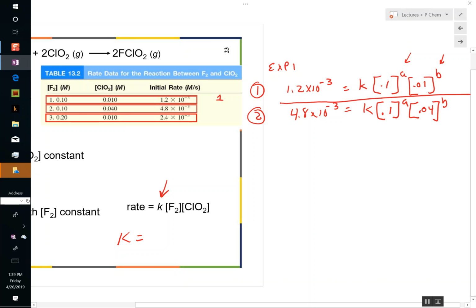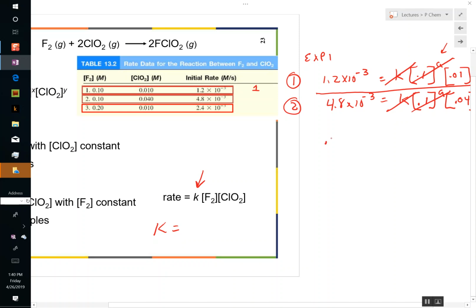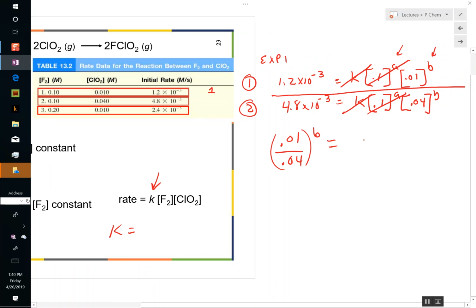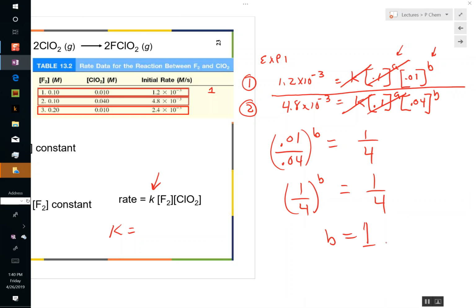We could divide one of those by the other one, and this would cross out, this would cross out, and we would get an equation 0.01 over 0.04 to the B power equals 1 over 4. So basically 1 over 4 to the B is equal to 1 over 4. So B equals 1. I'm saying we can figure this out by glancing at that data, but if you had experimental data that was a little muckier, you can calculate it this way. We just take 2 of the experiments and divide them by each other.